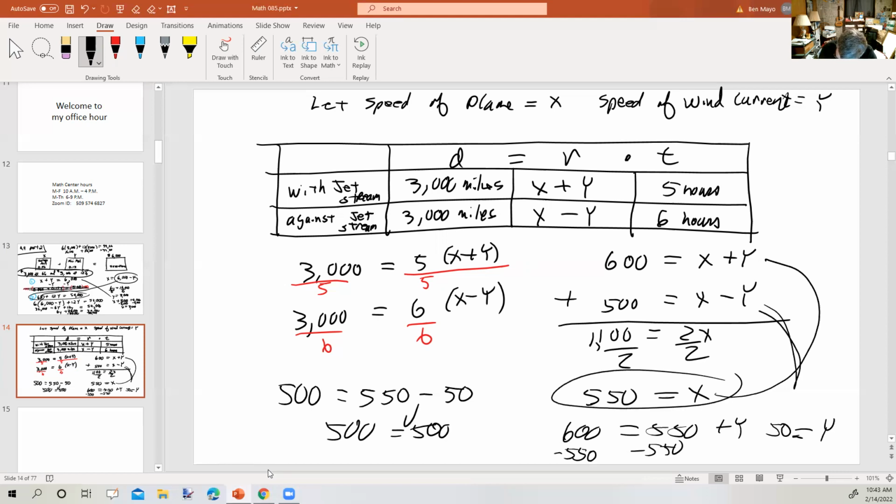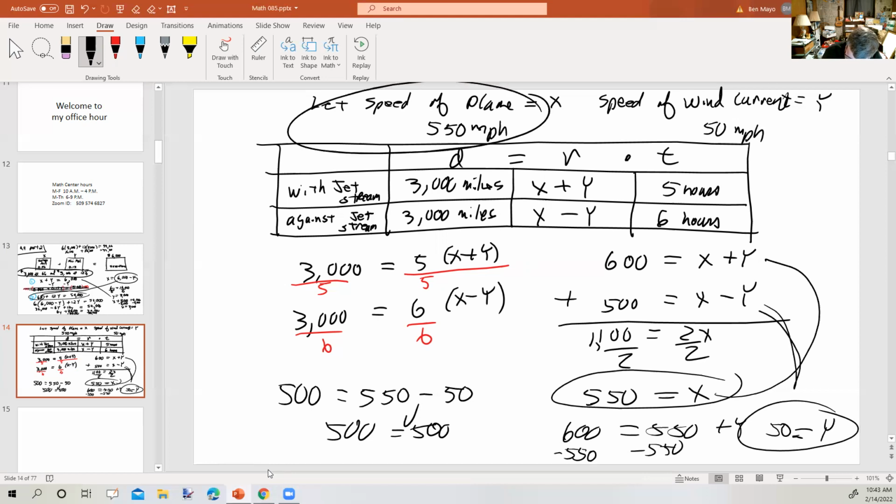So here are my two answers, but the question said, find the speed of the plane in still air and the speed of the wind. Speed of the plane in still air is 550 miles per hour. The speed of the wind is 50 miles per hour. Okay. Any questions about that problem?